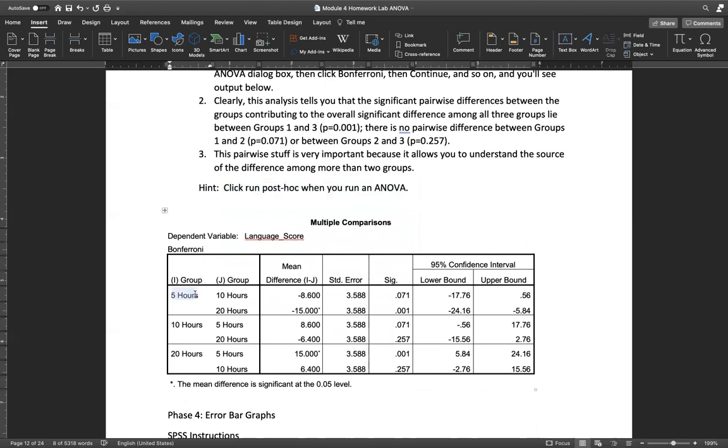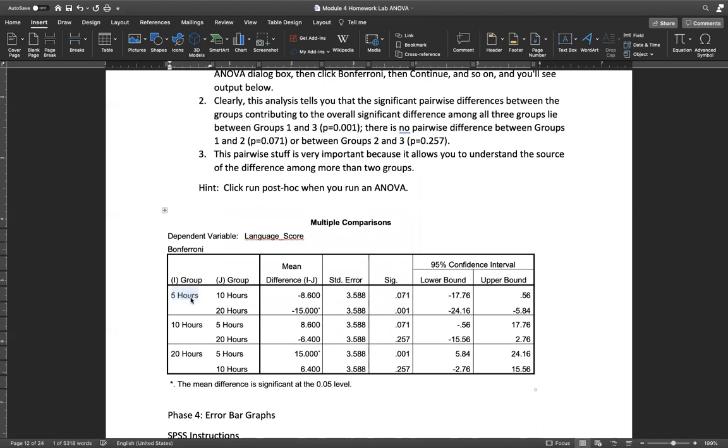Here it's comparing the 5-hour group to the 10-hour group. There's a mean difference of -8.6. And I can see here that that is not a significant finding, right? Because that's greater than 0.05. So I'm not even going to worry about that one.